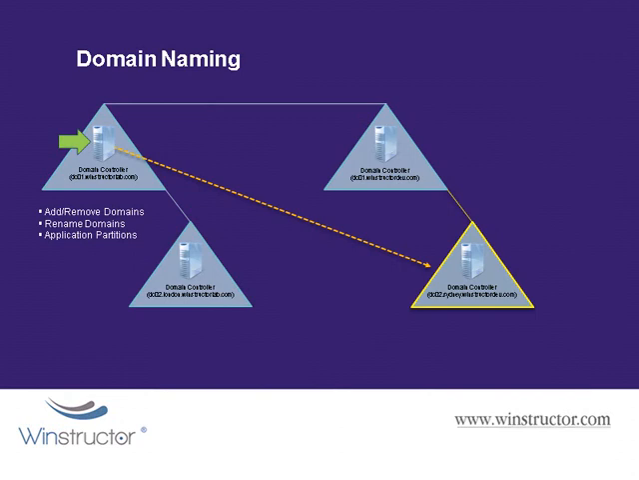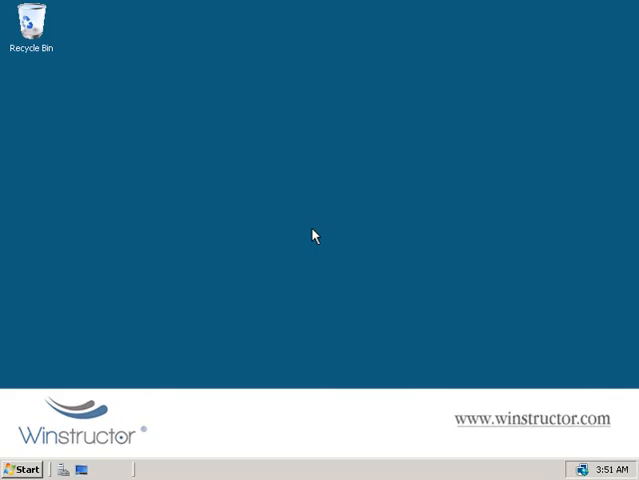It's required to add or remove application directory partitions, which are special partitions on domain controllers which can be replicated to other domain controllers. And it's also required for adding or removing cross-reference objects, which is what identifies the name and server location of each directory partition in the forest.